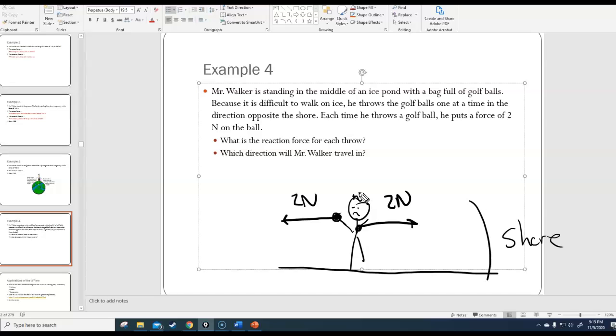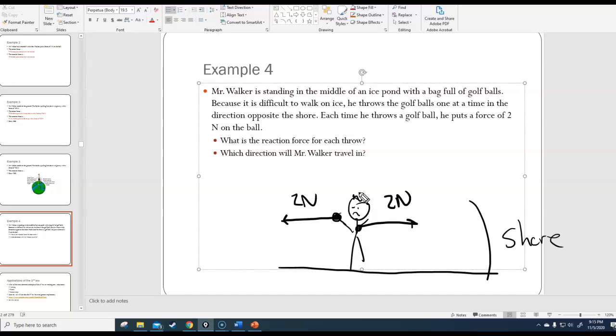Okay, so which direction will Mr. Walker travel in? I'm going to travel towards the shore. And by the way, this also explains how astronauts could move in space, because in space there's not really any frictional forces. So if you're floating there in space, one way that you can move is if you throw an object one way, you're going to move in the exact opposite direction as your force because of Newton's third law.